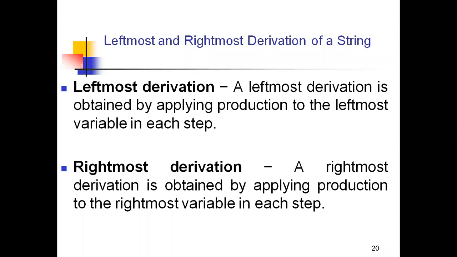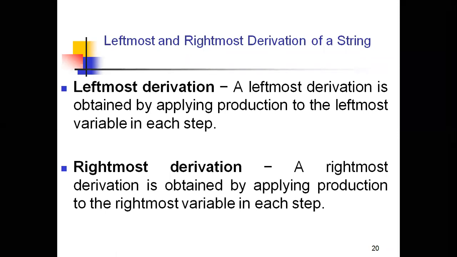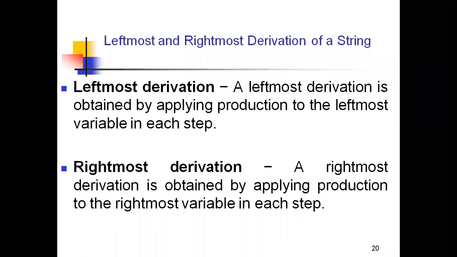These are the most important definitions of the types of derivations. We are having two types of derivations: one is a leftmost derivation and the other is a rightmost derivation. In this way you can define the leftmost derivation, and in this way you can define the rightmost derivation, right?